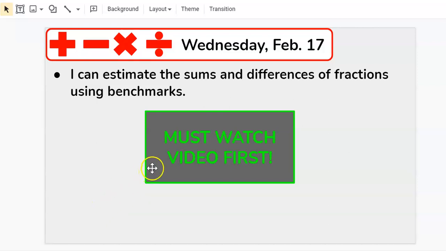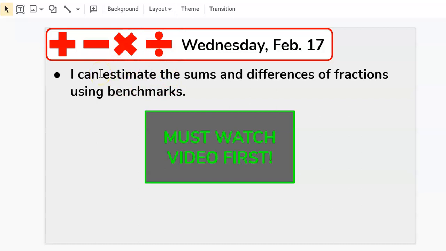Good morning, fifth graders. Today we are going to practice estimating the sums and differences of fractions using benchmarks. So last week we found exact sums, which means we found the answer to an addition problem, and exact differences, which means we found the answer to a subtraction problem. But this week we are going to practice estimating, which means we're rounding.